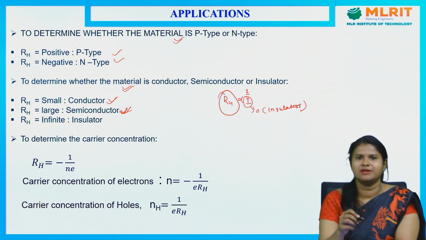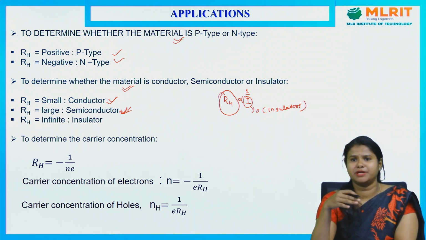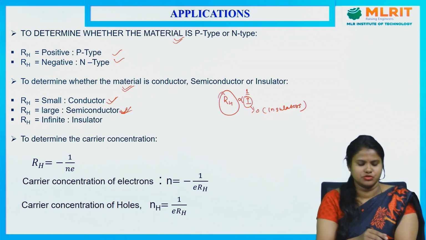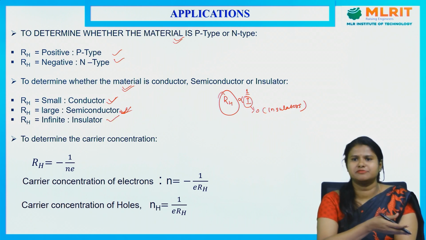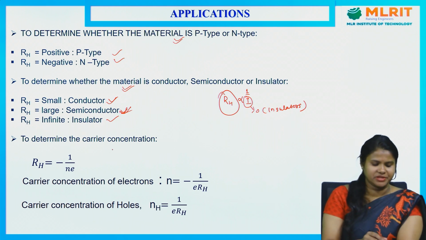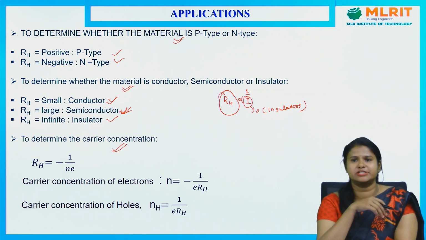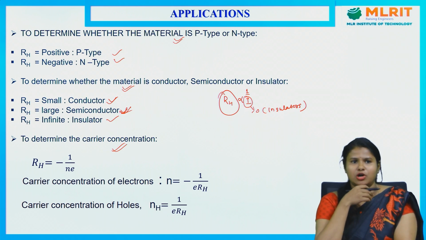That's why, as the denominator will be equal to 0, the total term will be infinite. So for insulators, this value of RH will be infinite. Again, we can determine the carrier concentration from the value of the Hall coefficient.